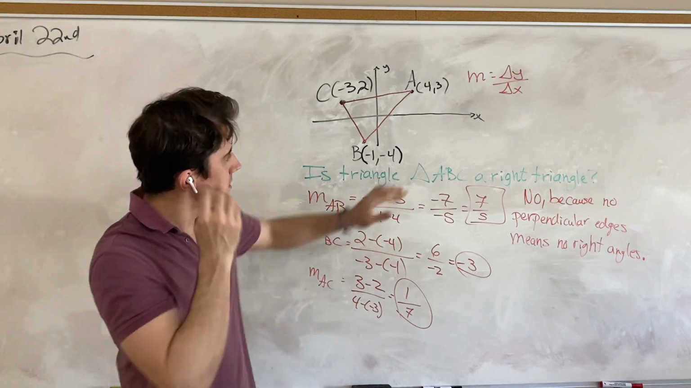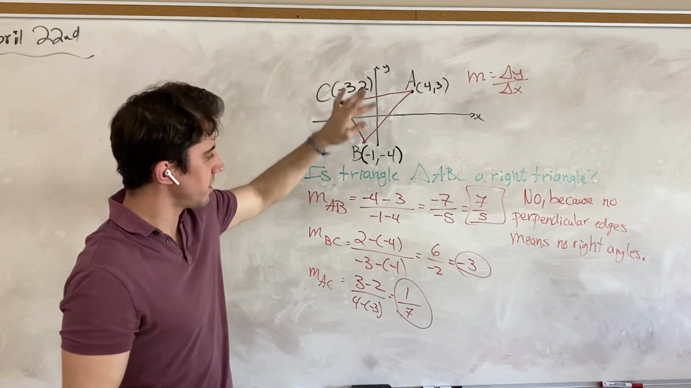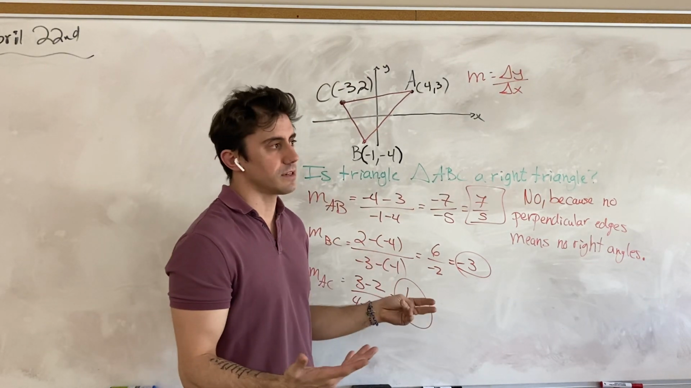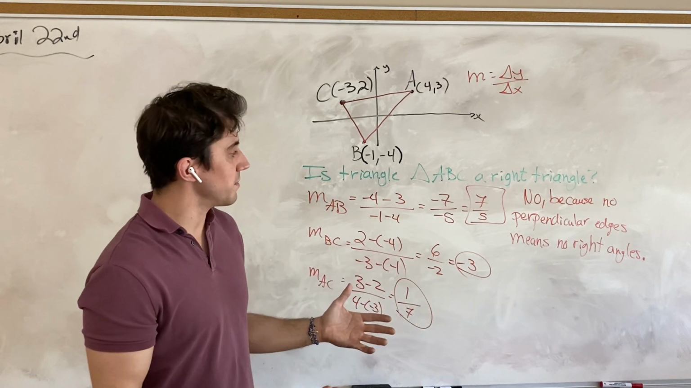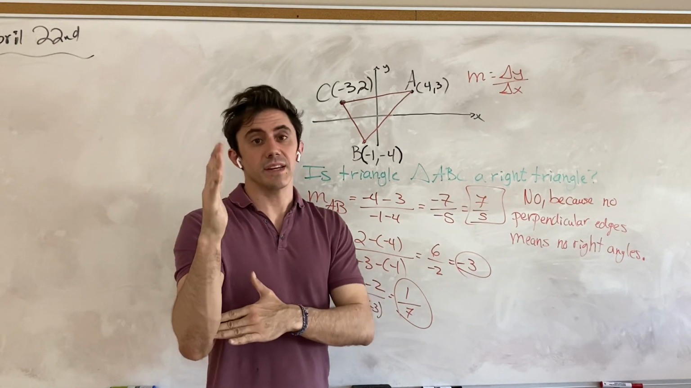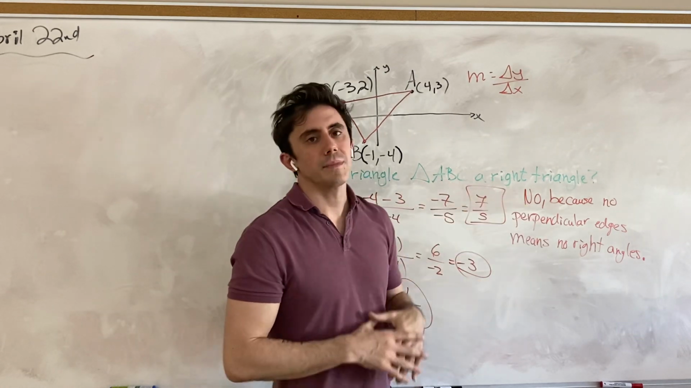So again, slope of the line is delta y over delta x, and so we compute the three slopes of the three edges of the triangle. We look to see if any of them are negative reciprocals of one another. That would imply that we have perpendicular lines, and perpendicular lines intersect to make a 90-degree angle, which would make a right angle, which would make triangle ABC a right triangle, but that is not the case.